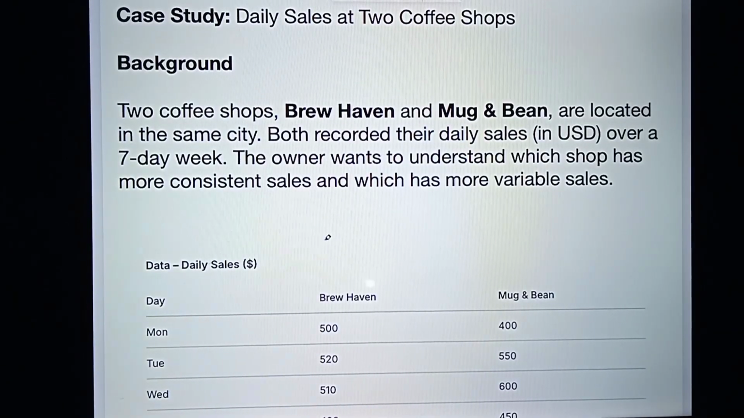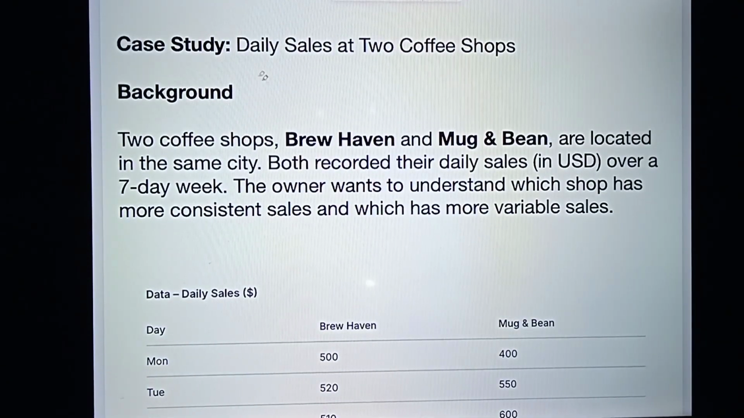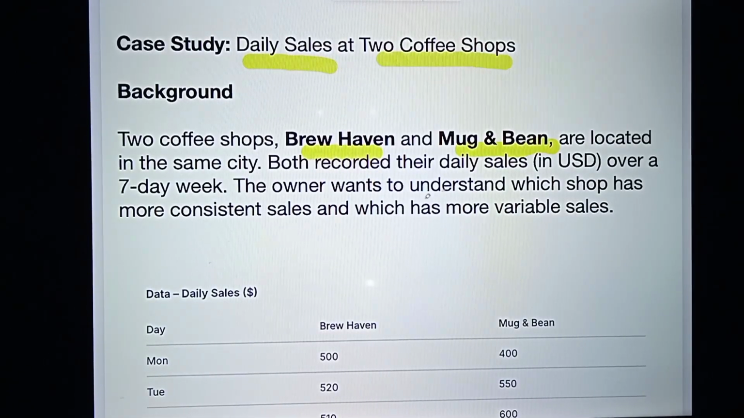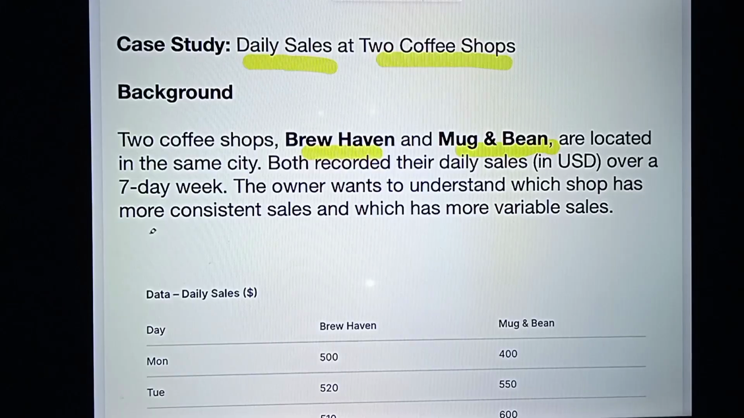The case study is about daily sales of two coffee shops. Two coffee shops, Breve Haven and Mug and Bean, are located in the same city. Both recorded their daily sales in USD over a 7-day week. The owner wants to understand which shop has more consistent sales and which has more variable sales.